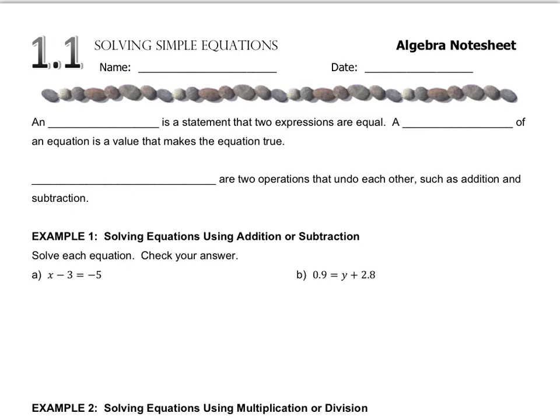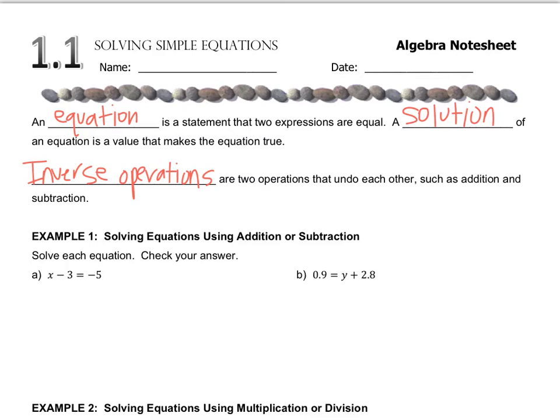The first thing that we're going to define is what an equation is, and an equation is a statement that says two expressions are equal. And when we solve an equation, we call it the solution. So that's the value that makes the equation true. Now we're going to use these things that we call inverse operations. And those are the things that we use to remove numbers to make the variable be alone.